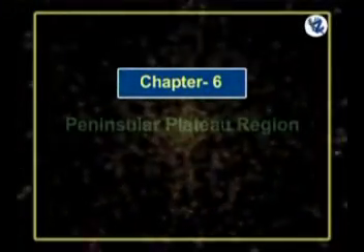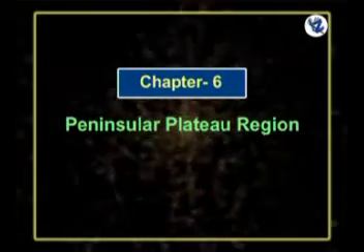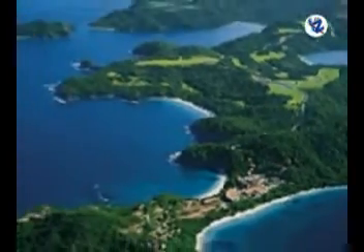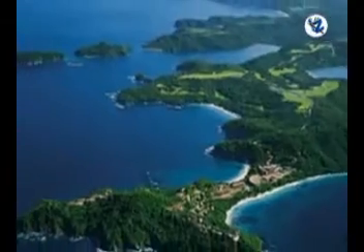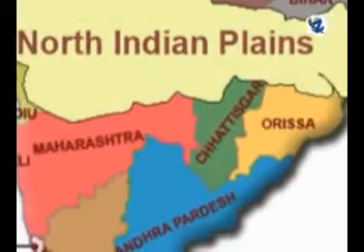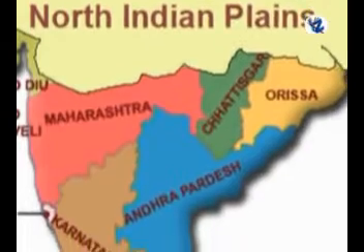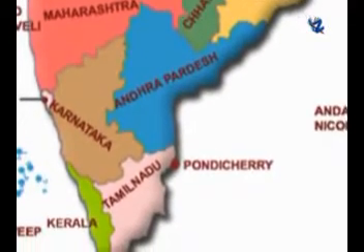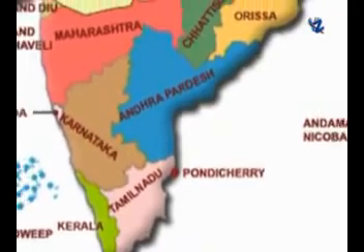Chapter 6: Peninsular Plateau Region, Central Highlands. Peninsula indicates the portion of the land that is surrounded by water on three sides. It appears to be protruding into the sea. The land lying to the south of the North Indian plains is considered as Peninsular India. It is one of the ancient landmasses of the earth.